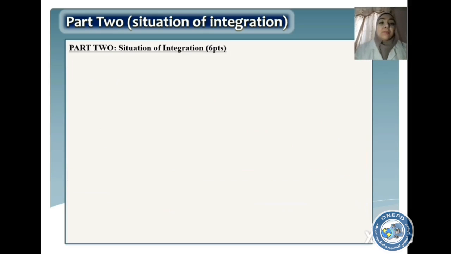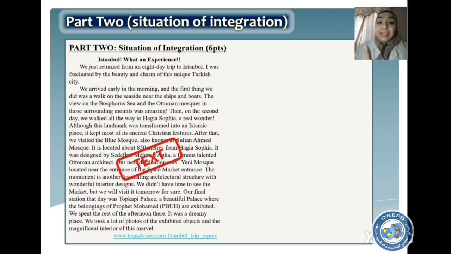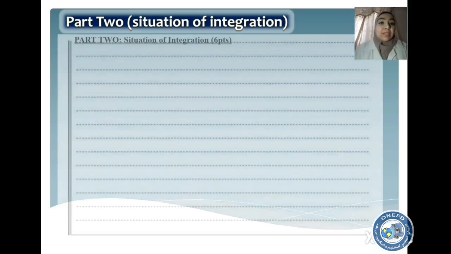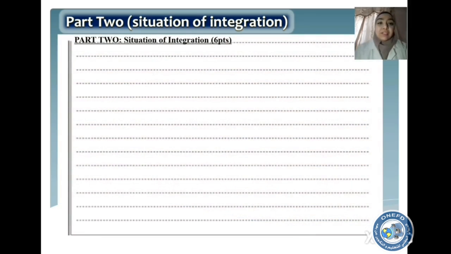Let's see now, in my situation of integration, I can get help from the text. Yes, the text can help you because the text and the situation are related. They are about the same topic. I can get sentences from the text, I can get verbs from the text, I can get the organization of the text, and I can get help from the activities. Look, the activities can help you. All the activities are here to help you do the situation of integration. Here it is, part 2, situation of integration.